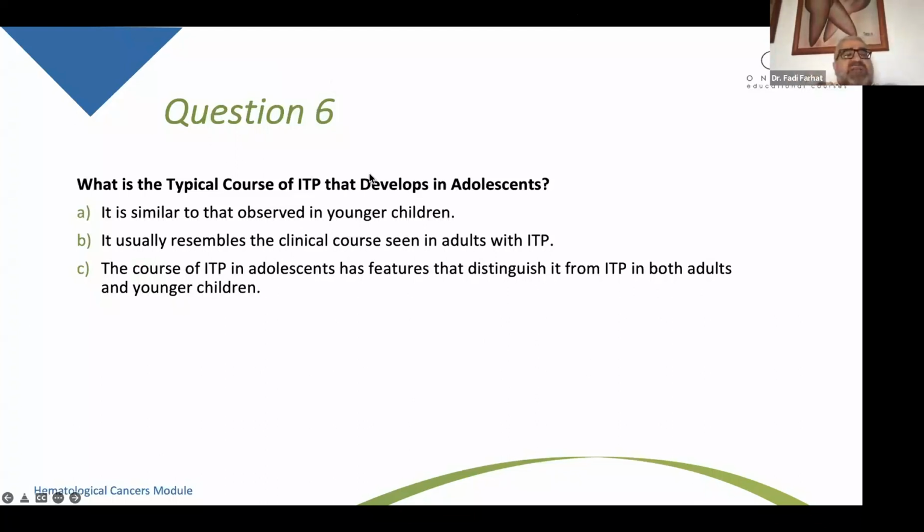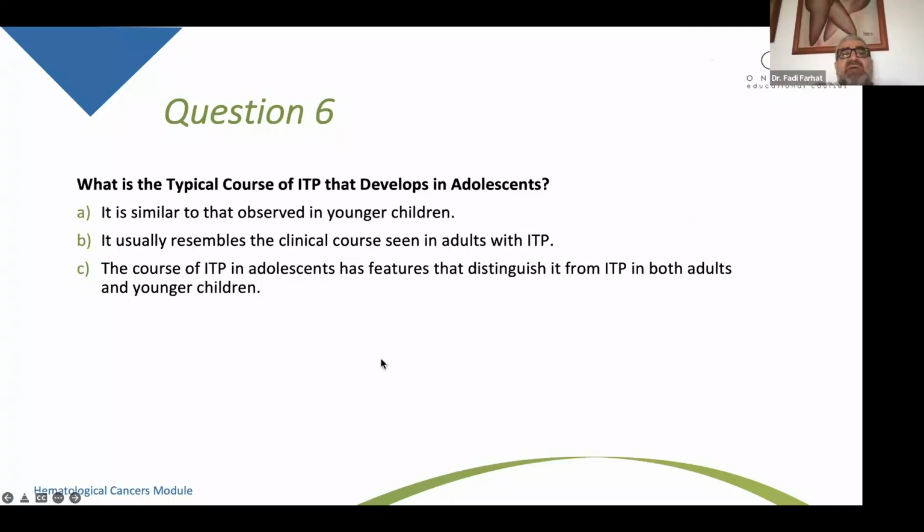Meanwhile, question number 6: what's the typical course of ITP that develops in adolescents? Is it similar to that observed in young children? It's usually similar to the clinical course seen in adults. The course of ITP in adolescence has features that distinguish it from ITP in both adults and children. So is it more like the older or the younger patients?